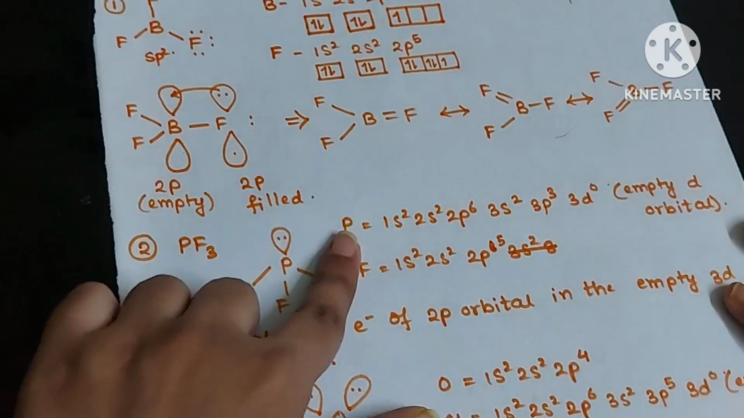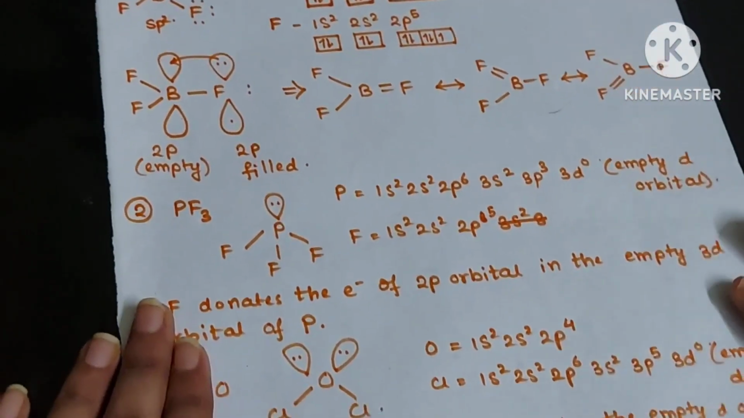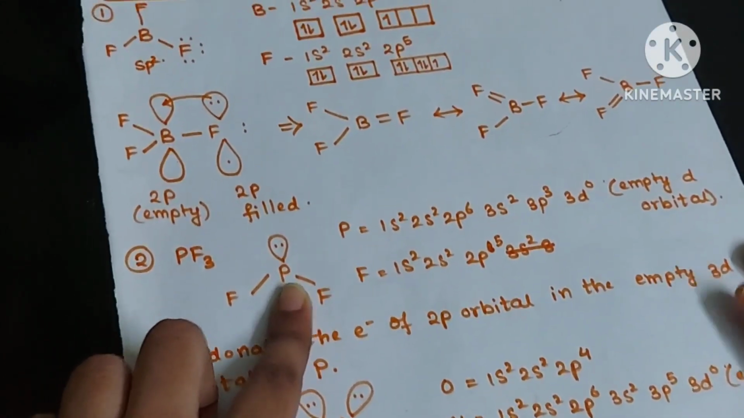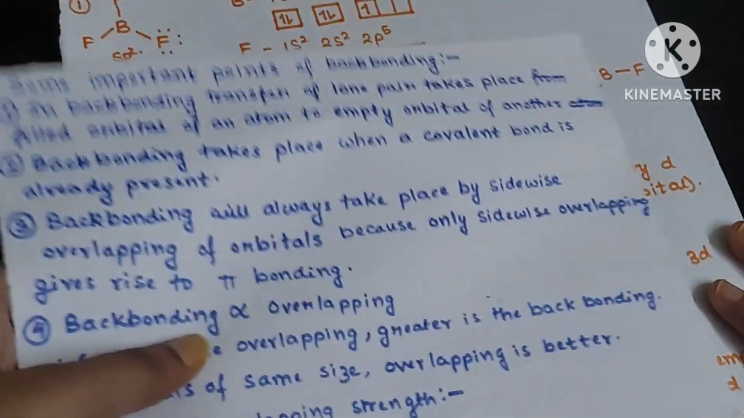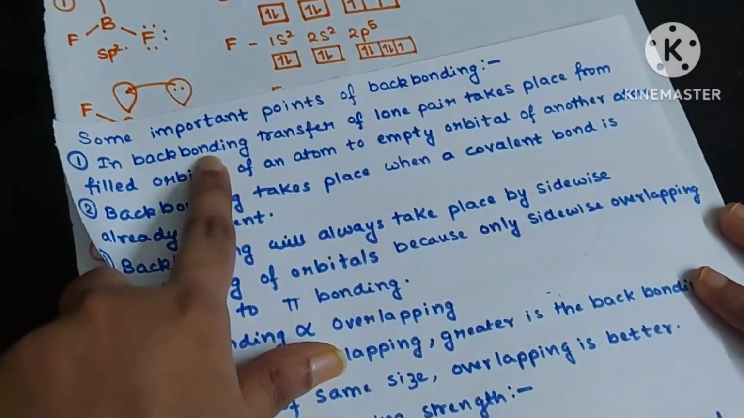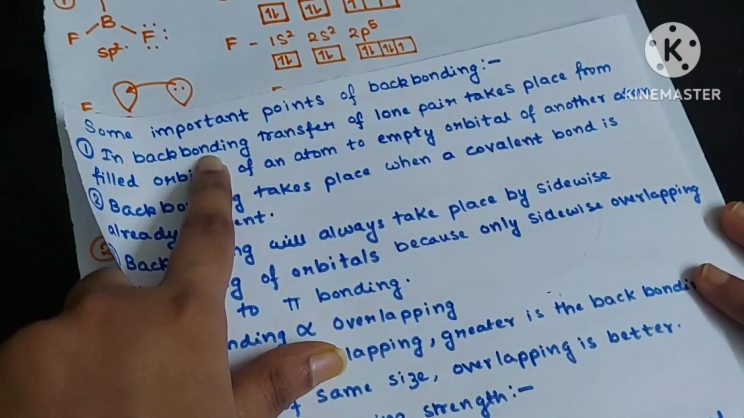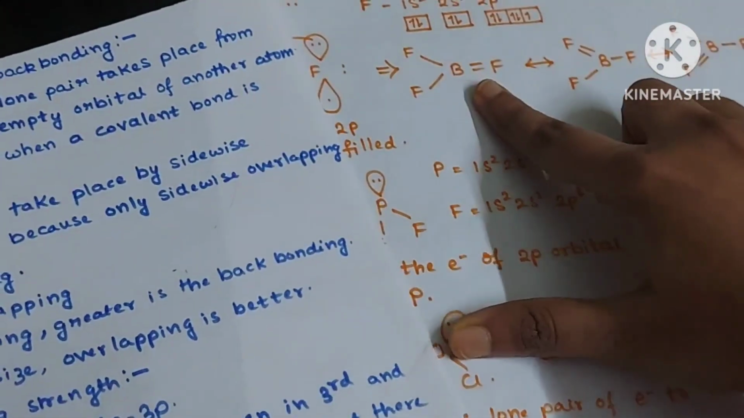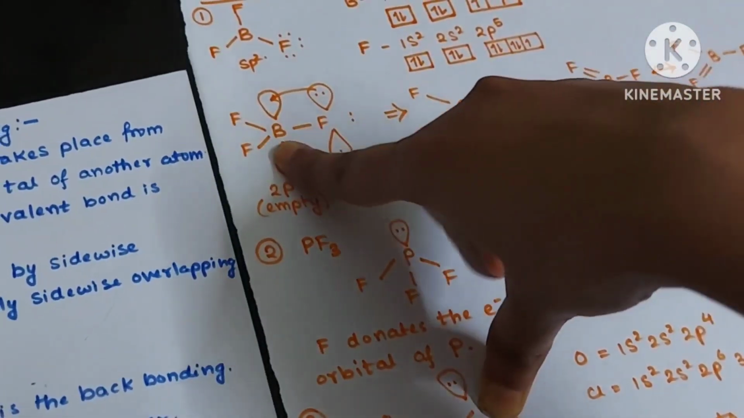So we can say that back bonding is a type of resonance. I have written that later. We will study that later. Now, see, match the points. In back bonding, transfer of lone pair takes place from filled orbital of an atom to empty orbital of another atom.